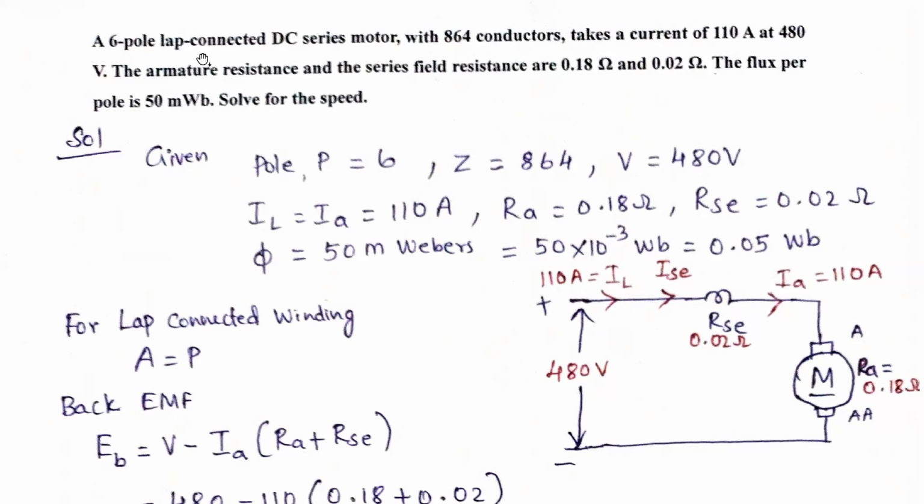Next, lap connected winding is given in the question itself. So for the lap connected winding, A is equal to P. So A is equal to 6. Okay. Next, we need to find out the speed.